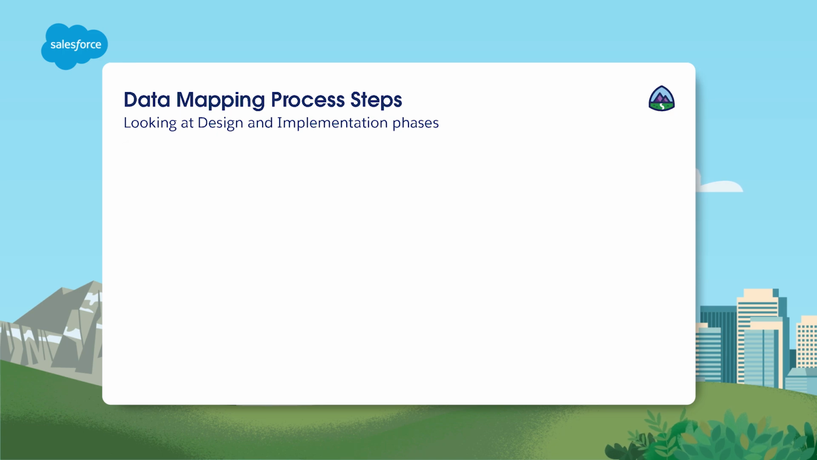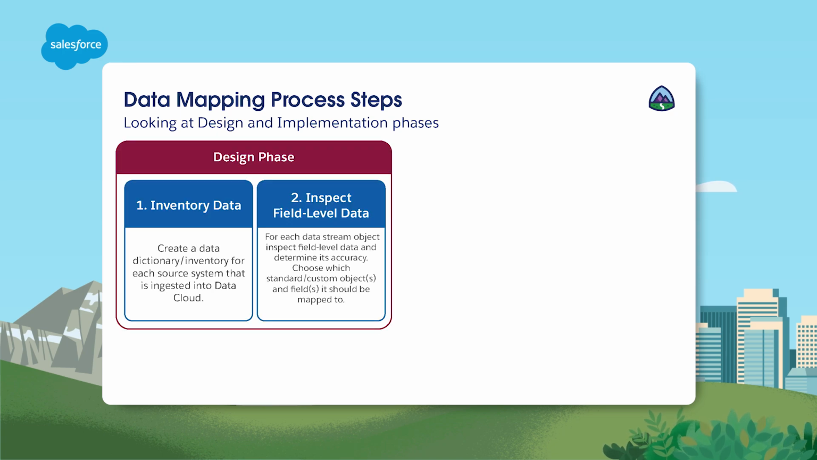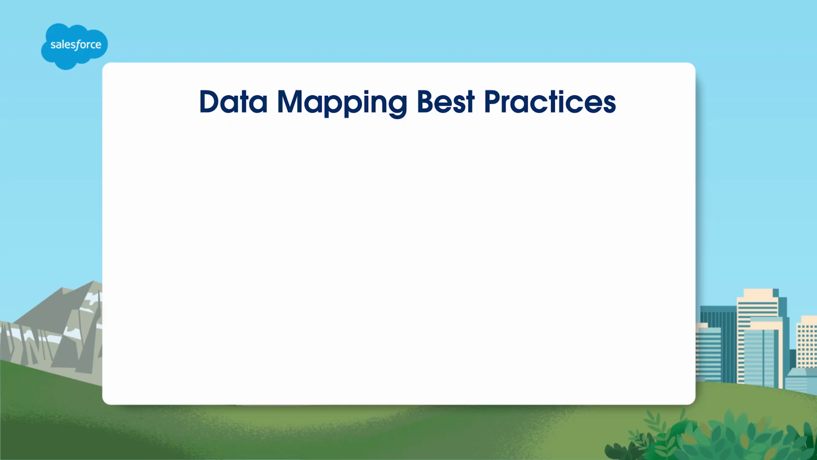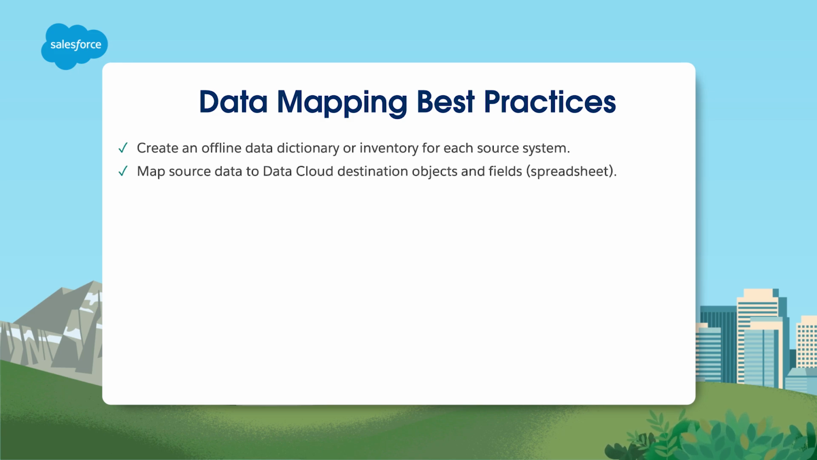Now, having done that, let's turn to the data mapping process. There are two main phases. In the design phase, you want inventory, then inspect field-level data. Then, in the implementation phase, you'll configure mappings and relationships. Before mapping in Data Cloud, there are best practices to follow to ensure your success. Review all potential data sources relevant to your use cases. Analyze how data is mapped today and plan its transition to Data Cloud.